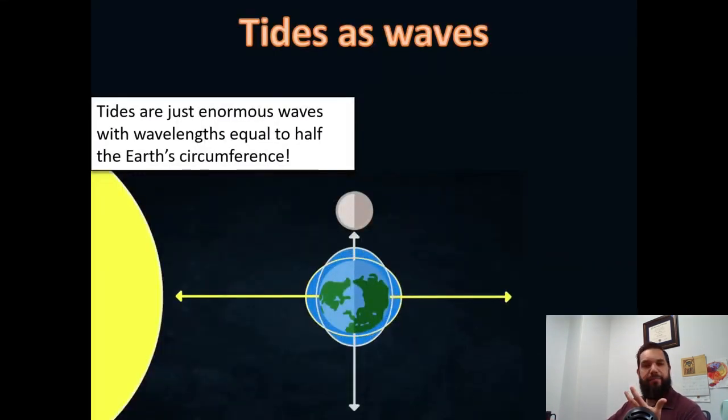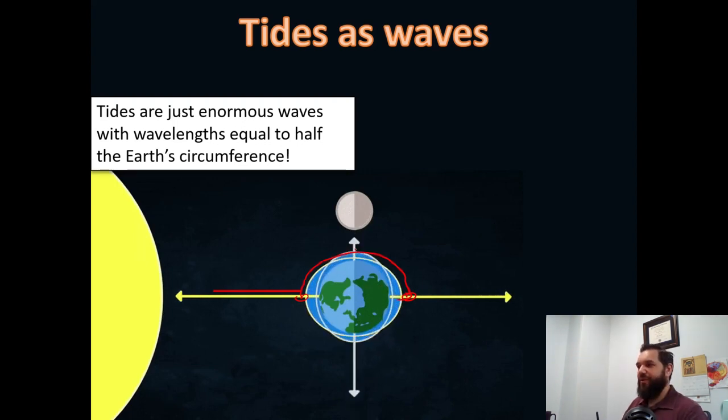Now, like I said before, tides are actually just enormous waves. They're just huge waves, and the wavelength of the tide is equal to half of the Earth's circumference, right? Because remember, we learned from tides that you have a high tide on either side of the Earth, right? And so the wavelength from crest to crest is half the Earth.